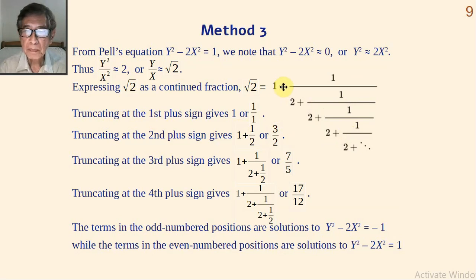we obtain on truncating at the first plus sign 1, or 1 upon 1. Truncating at the second plus sign, you get this 1 plus 1 over 2 or 3 over 2. Truncating at the third plus sign, you get this, that is 1 plus 1 over 2 plus 1 over 2 or 7 over 5. Truncating at the fourth plus sign over here, we get this or 17 over 12.